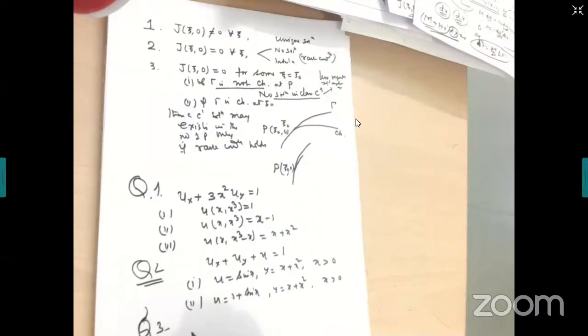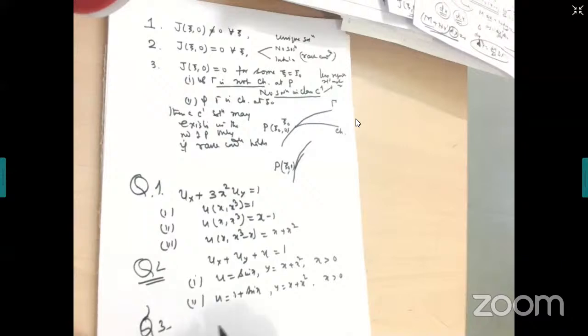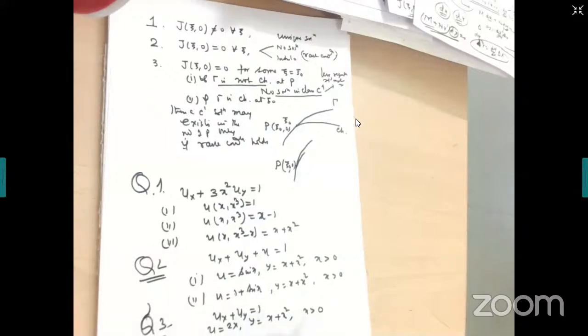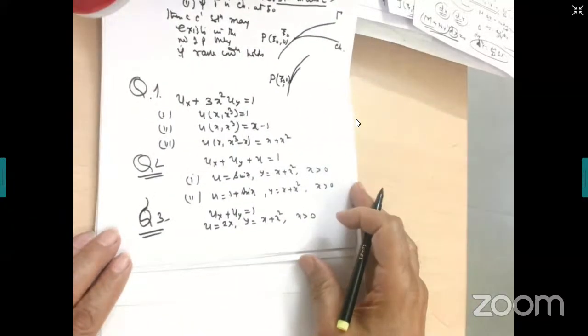This is the last one, a very good question. I will write that ux plus uy is equal to 1, u is equal to 2x, y is equal to x plus x square, and x is greater than 0. It is not visible, sir. I'm sorry. Is it all right? Yes, sir.